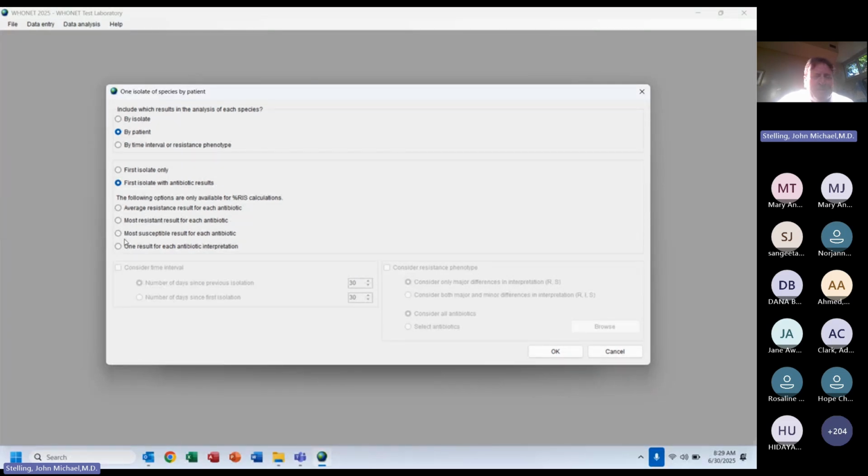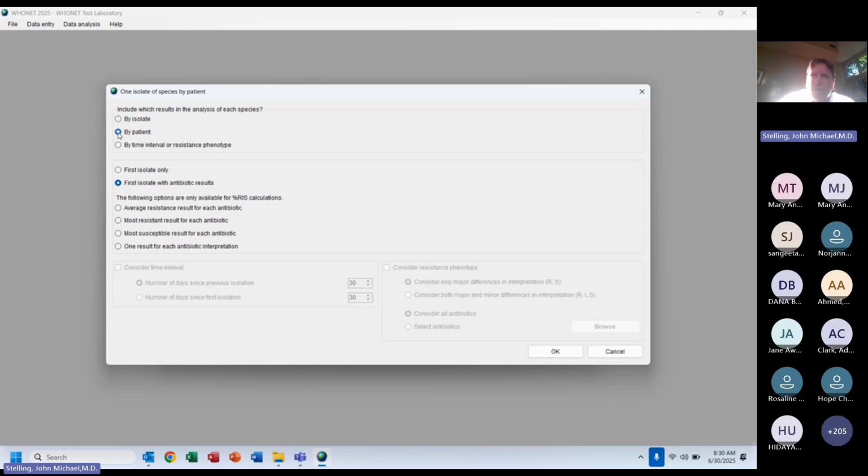First of all, it makes a difference. It doesn't make a big difference usually. Like if you do by isolate and by patient, that can make a big difference. Sometimes you'll have people that have E. coli 20 times. And if you don't get rid of the repeats, you can significantly impact your estimate of susceptibility, your estimate of resistance. And I've seen the numbers change by over 10 or 15%. With the repeats, it might be 40% resistant. Without the repeats, it might be 25% resistant. So the difference between by isolate and by patient can be a big difference, especially in a large university hospital in a high resource setting, because we do a lot of repeat testing.